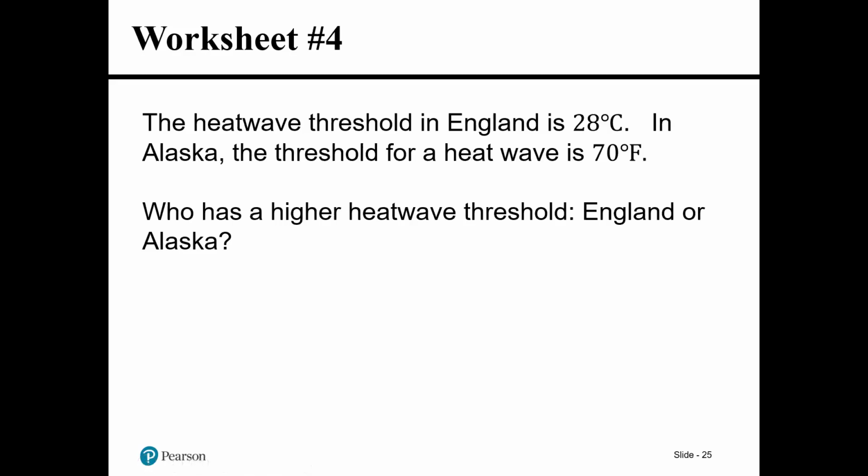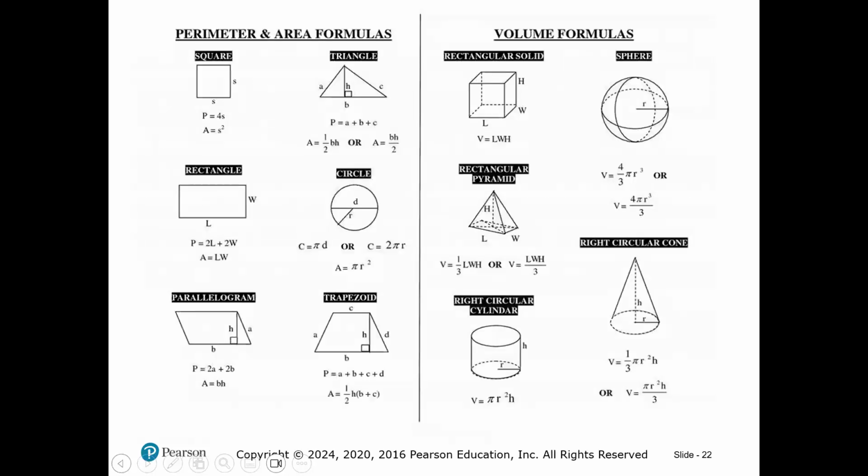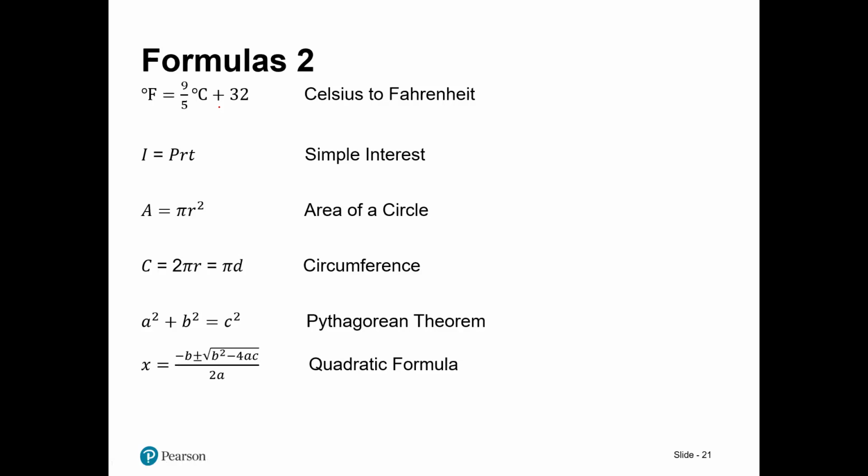So the heat wave threshold, once again, in England is 28 degrees Celsius, and Alaska is 7 degrees Fahrenheit. We want to know who has a higher threshold. Well, let's see, what formulas do we have available to us? So we have this formula right here. Let me write it again on the side. We can figure out Fahrenheit given Celsius. We could do it the other way, but that requires a bunch of solving, which is not necessary.